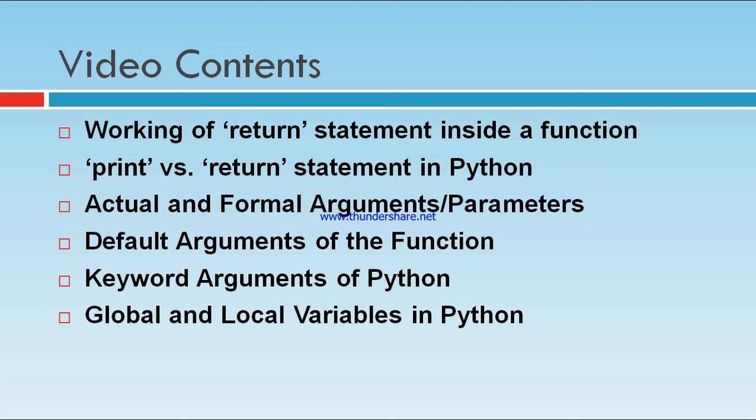The first one, what is the return statement? The second topic is print and return. What are the differences in these two? The third content, actual versus formal arguments, then default arguments of the function, keyword arguments of the function. So here 4 different names are related with the arguments inside the function: actual argument, formal argument, default argument, and keyword argument.